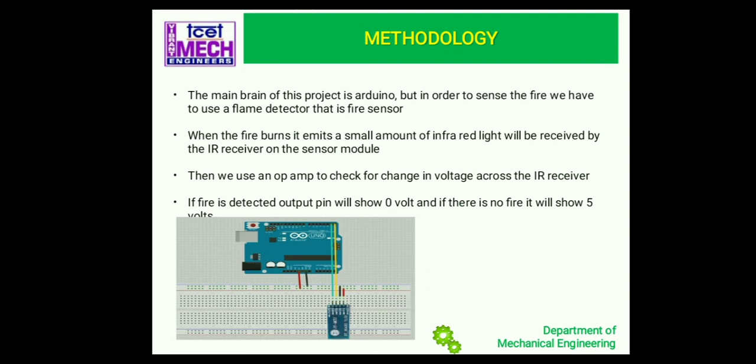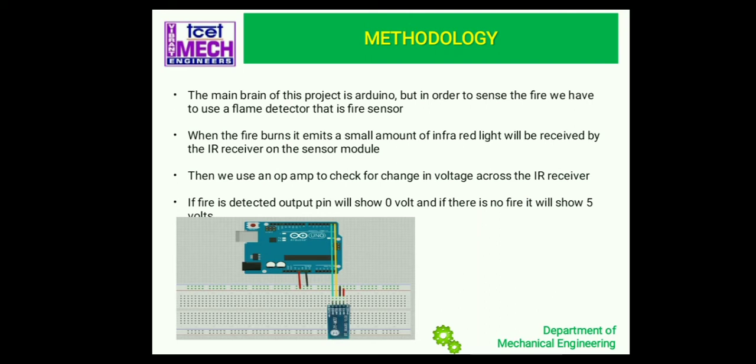But in order to sense the fire, we have to use a flame detector that is called a fire sensor. Now, when the fire burns, it emits a small amount of infrared light which will be received by the IR receiver on the sensor module. Then we can use an op-amp to check for change in voltage across the IR receiver.